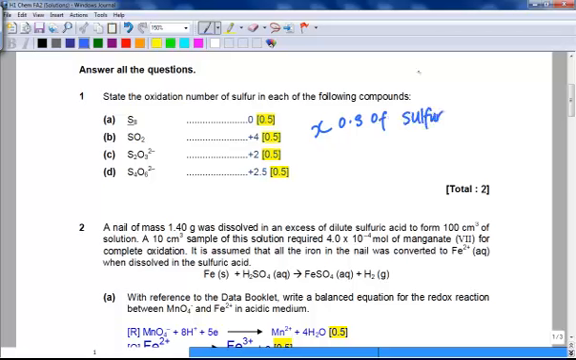So just to give you an example, for the benefit of those who really don't know, for part D, since you have 4 sulfur, so 4x plus 6 oxygen, each oxygen has -2 and overall is equals to -2. So that's why X is equals to plus 2.5.